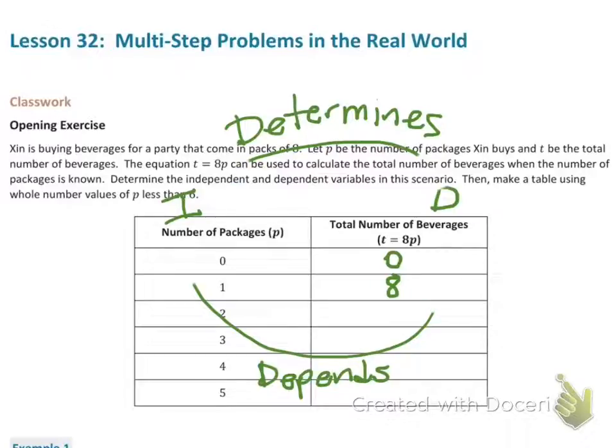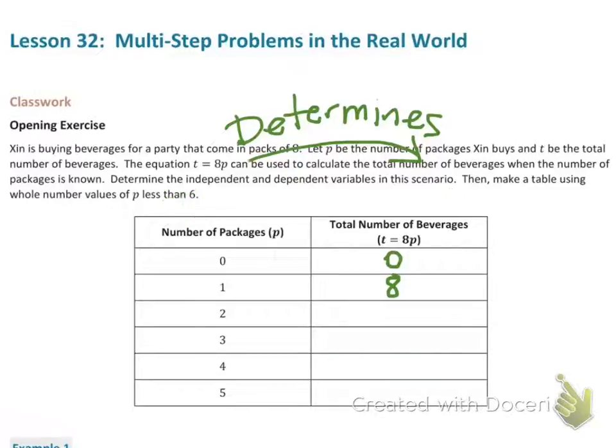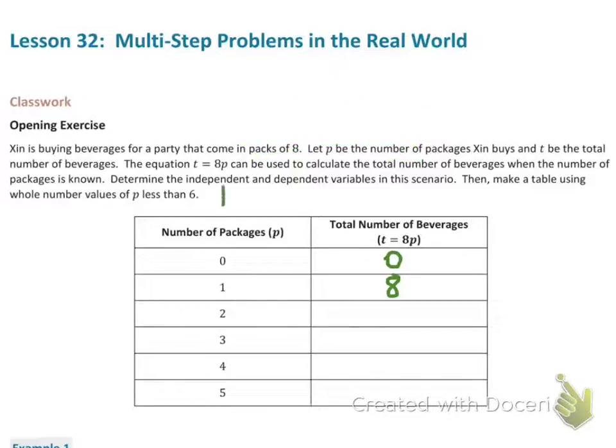So if we take the arrows away again and we turn it around and go the other way, the number of packages I buy determines how many drinks I have. That sounds right. Or the number of beverages that I have depends on how many packages I buy. Those both make sense, so we have it the right way. The number of beverages is dependent on the number of packages. Okay, so independent and dependent. Oops, I wanted to get rid of this, not the other stuff. So we have an independent variable here. That's the one I get to choose. And we have a dependent variable here. That is the one that depends on my choice.